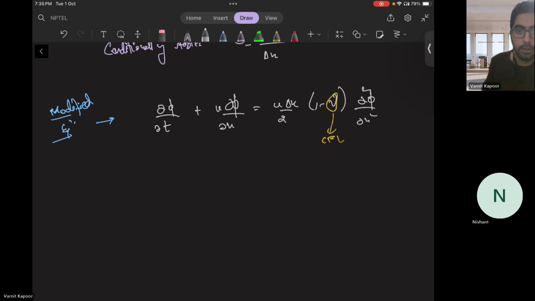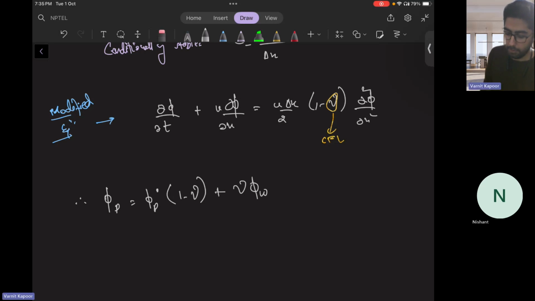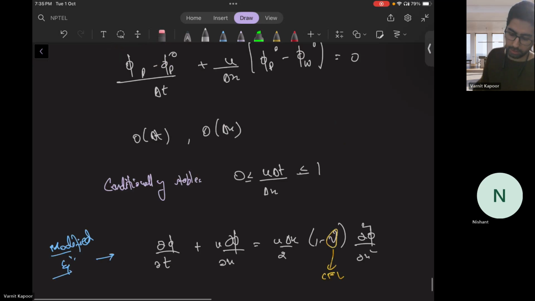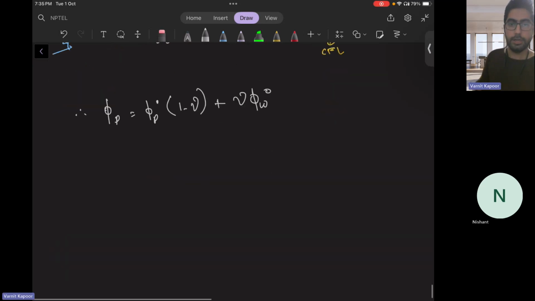Beautiful number. So again, this equation can be rewritten as phi p is equal to phi p naught times 1 minus nu plus nu phi w naught. Okay. This is the above equation. I hope it's clear. So for nu from 0 to 1, all coefficients will be positive, so it can be solved explicitly under this condition.